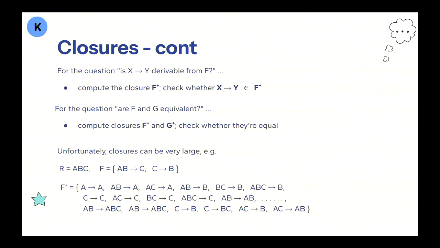So we can derive so many, because we have six different inference rules, and we can apply them recursively on the newly derived functional dependencies. So in the end, the closure can be very, very large. Even for this simple example here, we can have a very large closure. So if we really want to answer those two questions, it is infeasible, or not very practical, to use the closures of functional dependencies.